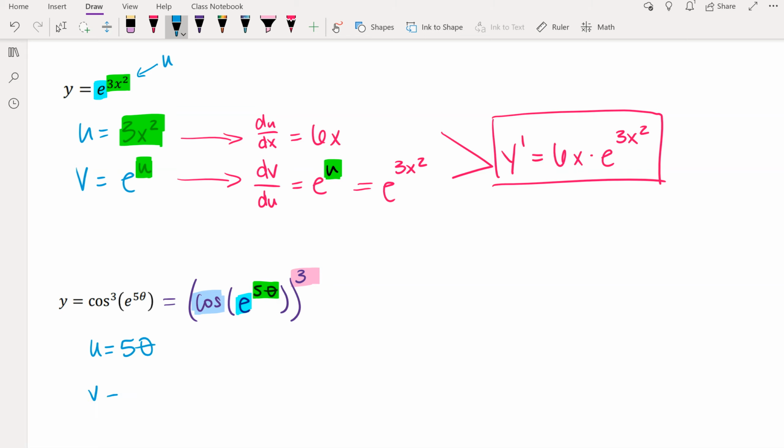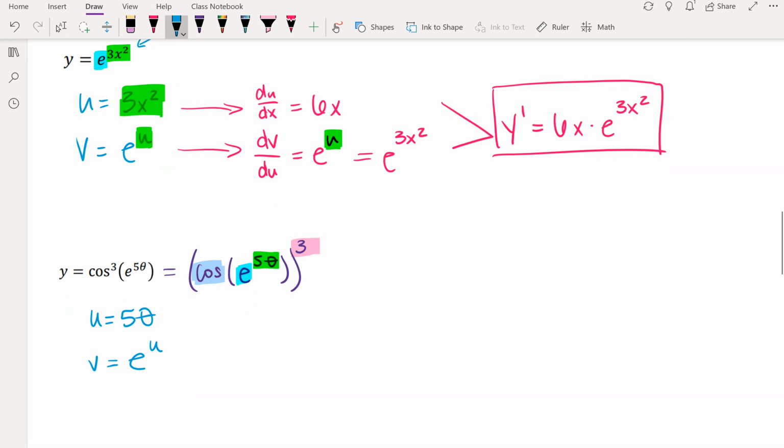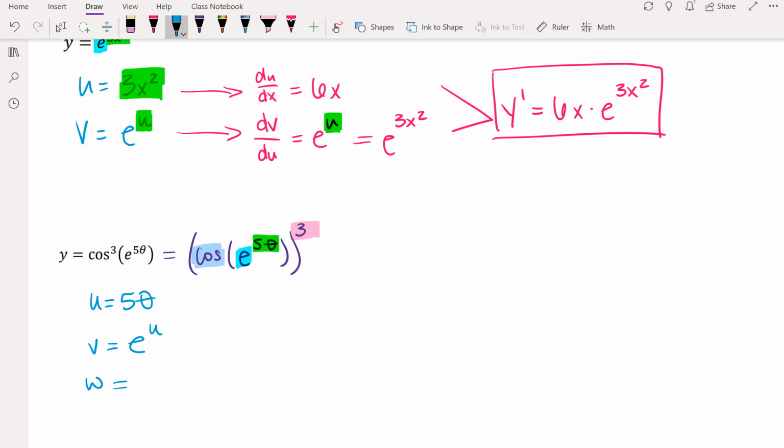Okay, V equals the second most inside, that's e to the u, right? Because u was 5 theta. All right, let's go with W equals, you can call it any letter you want, cosine of V. Do you see how you always use the previous letter to define your functions? All right, and we need one more. Let's call it Z. Z equals W cubed, because we have to use this previous letter to define the next function.